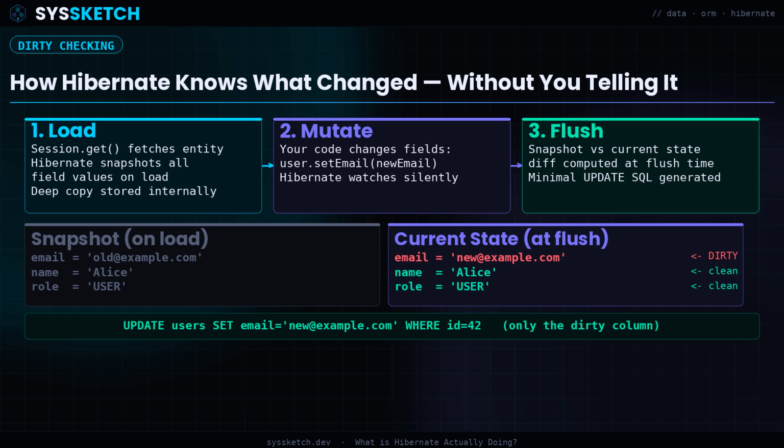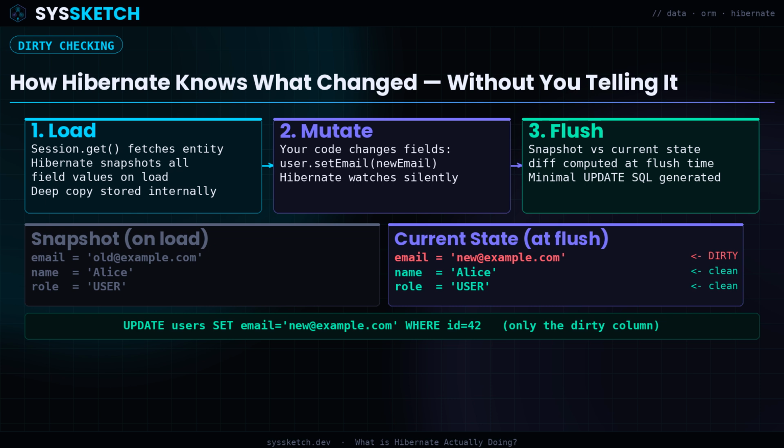The trade-off: Hibernate must hold two copies of every loaded object's state in memory and must walk the entire entity graph on each flush. For sessions with thousands of entities, this can become a bottleneck, and it's the most common cause of unexpected memory pressure in Hibernate applications.